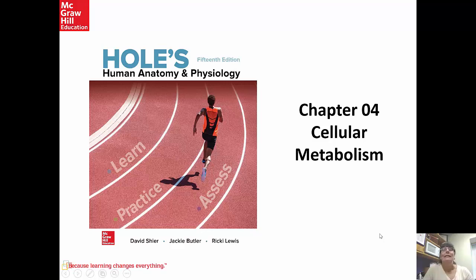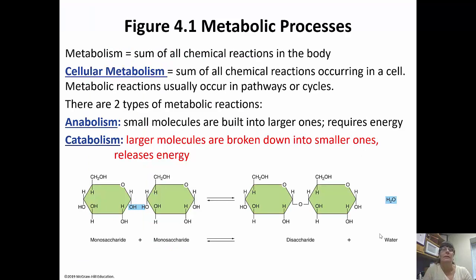Hi guys. So today we are talking about chapter 4, which covers cellular metabolism. So metabolism itself, remember from chemistry class, is just the sum of all of the chemical reactions happening in your body. So whenever somebody refers to your metabolism, they're just talking about the chemical reactions happening in your body. If you have a high metabolism, then the chemical reactions are happening faster. If you have a low metabolism or a slow metabolism, then the chemical reactions are happening slower.